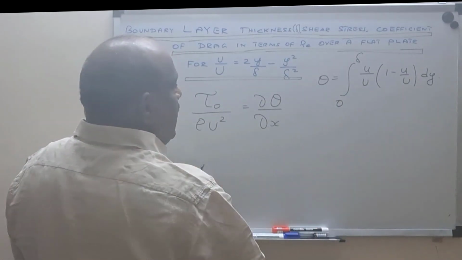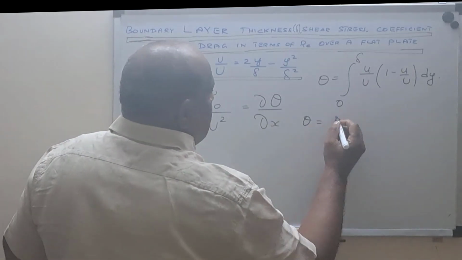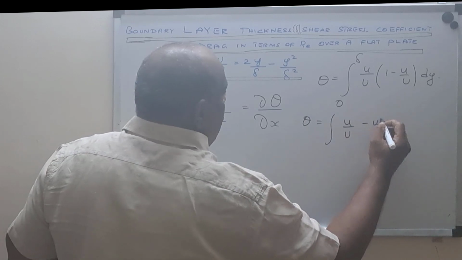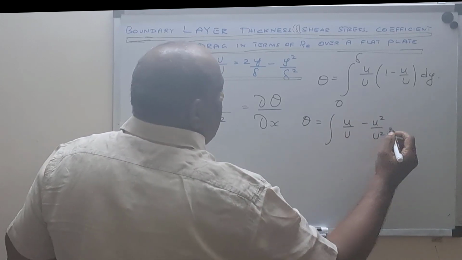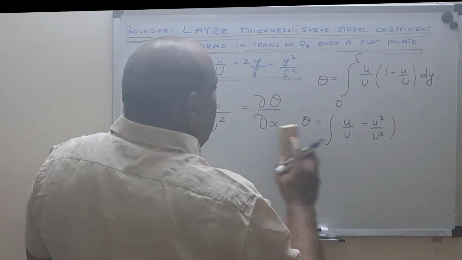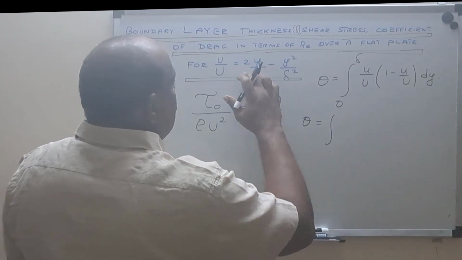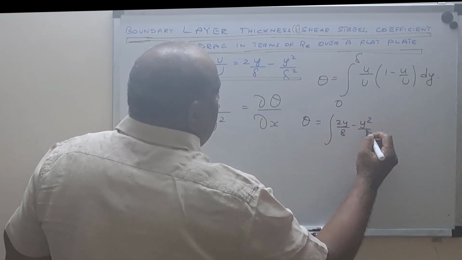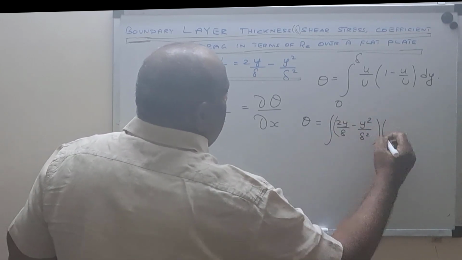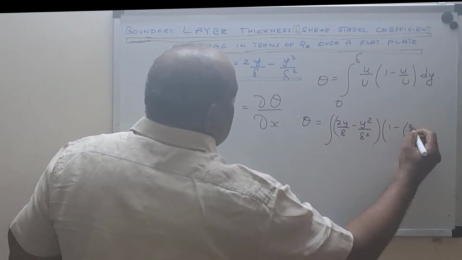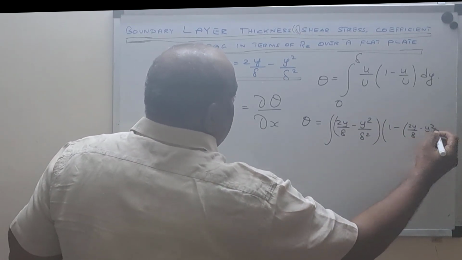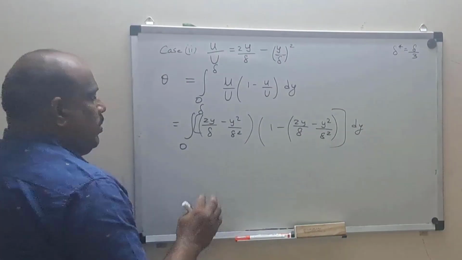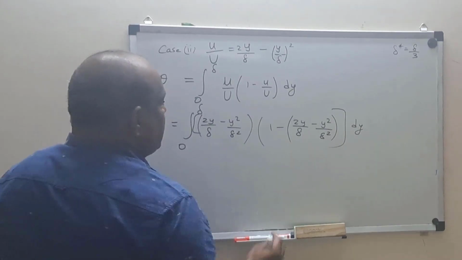Okay, fine. Now let us take this theta. I will do it fast. So I am going to multiply inside: U by capital U minus U squared by capital U squared. Let us substitute the value of this U by capital U, which is given by 2y by delta minus y squared by delta squared, into 1 minus the square of this value, so 2y by delta minus y squared by delta squared, the whole square, dy. Before multiplying, let us simplify this term.